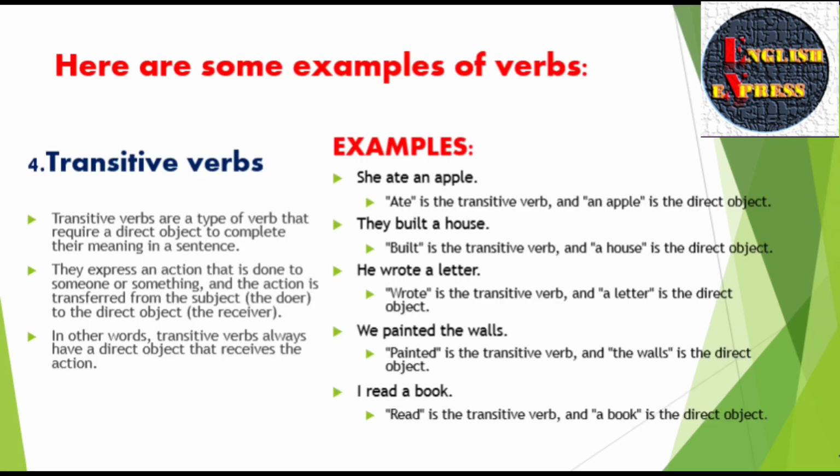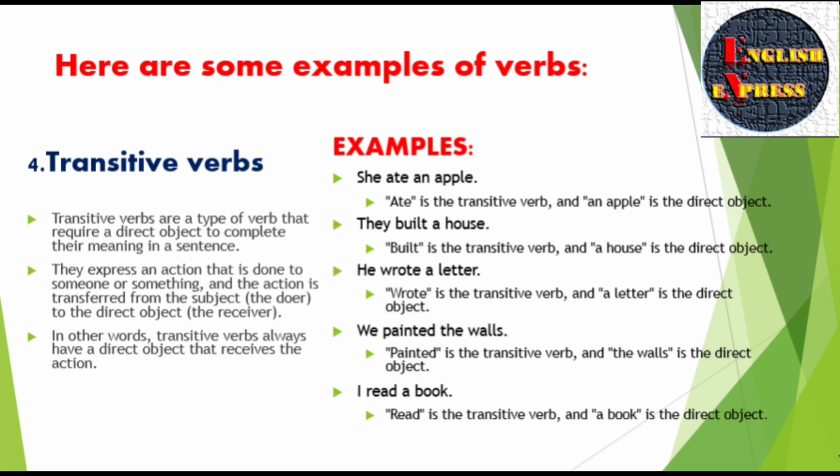Next one is transitive verbs. Transitive verbs are a type of verb that require a direct object to complete their meaning in a sentence. The action is done to someone or something, and the action is transferred from the subject to the direct object. So the transitive verbs always have a direct object that receives the action. Here come some examples.